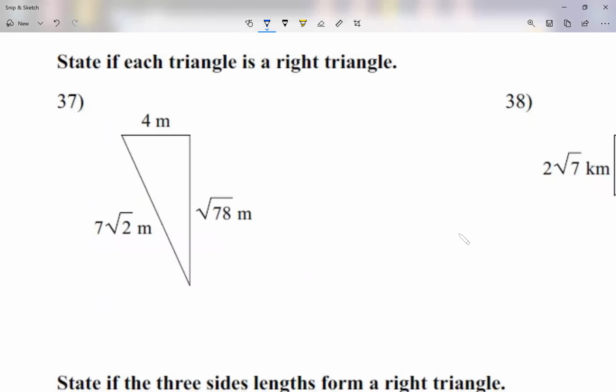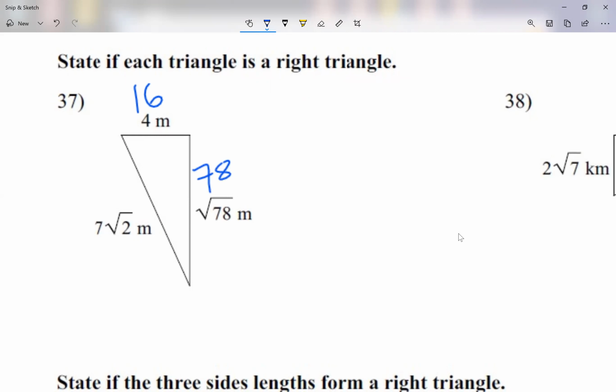What I'm going to do, let me square everything. Okay, let me square each of my sides. 4 squared, right? 4 times 4 is 16. So it's easy to square a whole number. Looking at radical 78, when we square the square root, it's even easier, because the square root of 78 times the square root of 78, I get 78. I just get the number on the inside.